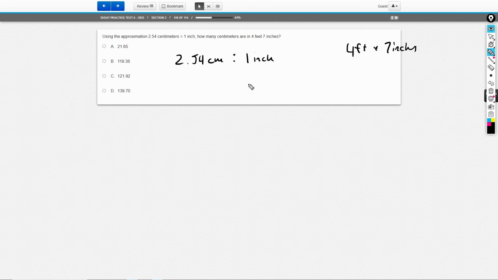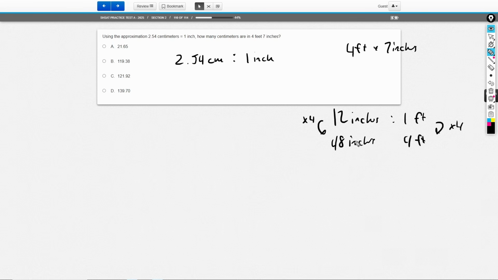So I don't want feet. I don't want to deal with feet. Remember that there's 12 inches for 1 foot. So if I have 4 feet, I just multiply 12 by 4, because I multiply 1 by 4 to get 4. So I multiply 12 inches by 4, because 1 foot has 12 inches, so we have 4 of those, so that's 48 inches in total.